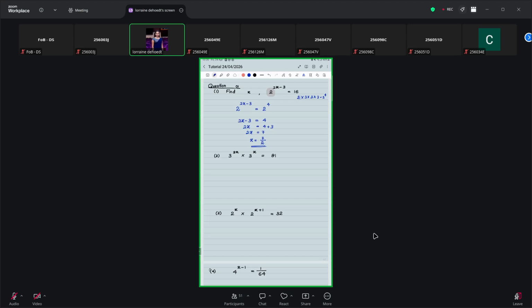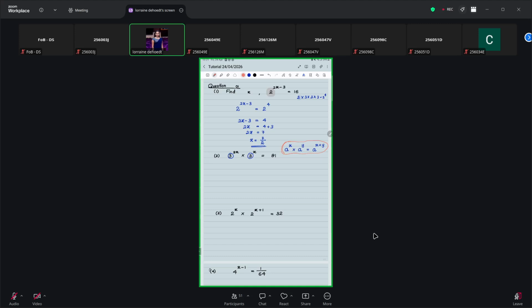Okay, in here, when you're considering the left-hand side, the bases are equal. I think you already know that when the bases are equal and you want to multiply, then the index can be written as the addition of indices. Addition of indices. Okay, this is the theory part.